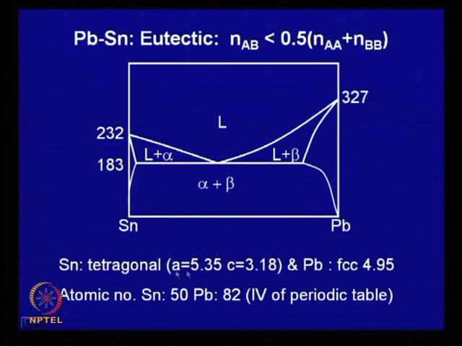Tin is tetragonal, this is the lattice parameter A, this is the lattice parameter C. Lead is face centered cubic, its lattice parameter is 4.95 angstrom. Atomic numbers are 50 and 82, but both belong to the same group of the periodic table, group 4.